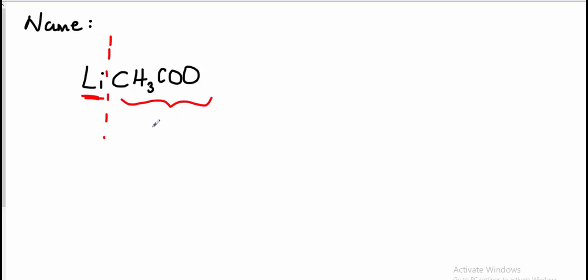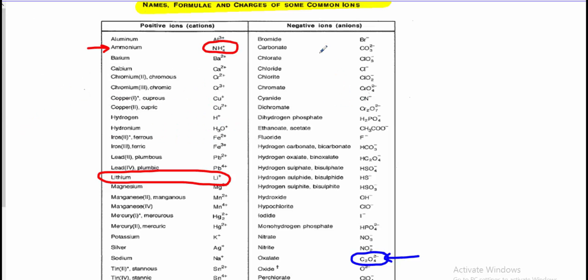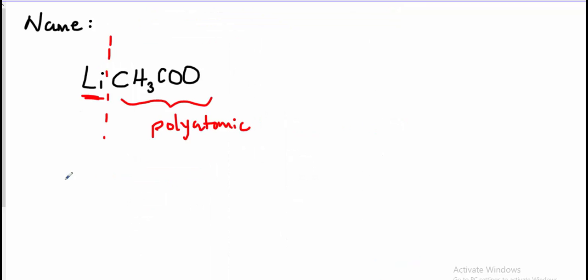And I need to look it up on my ion chart to figure out what its name is. And so let's do that right now. So I'm looking for CH3COO, and it has 2 names. Here it is right here. It's listed as ethanoate and acetate. Most commonly we use the term acetate when we're naming it, but either one would be correct. So I'm going to call it acetate. So I'll write that here at the end.